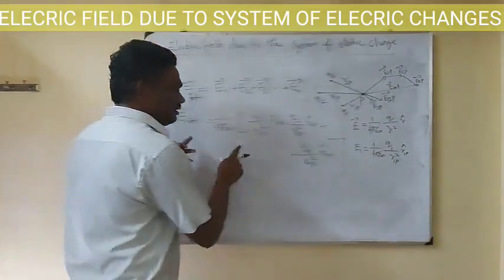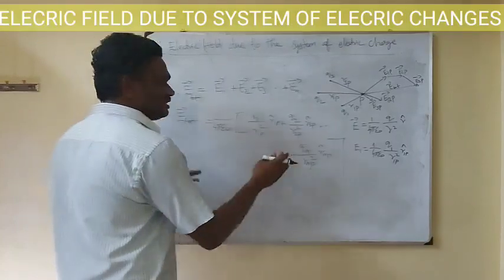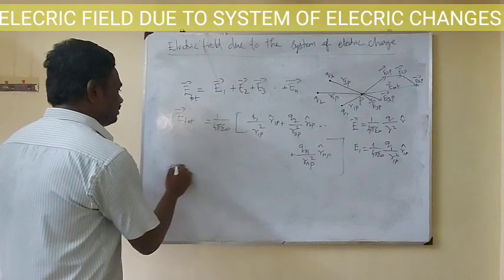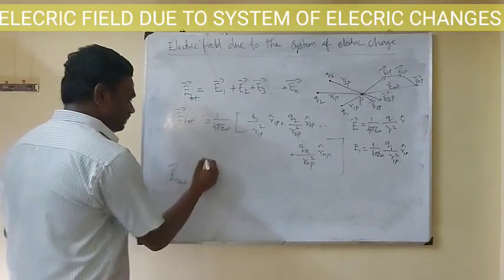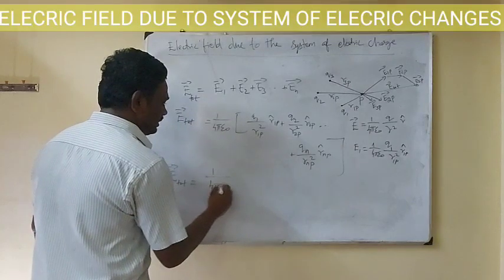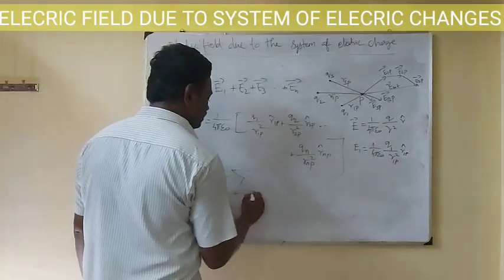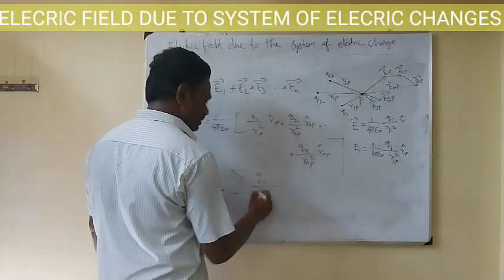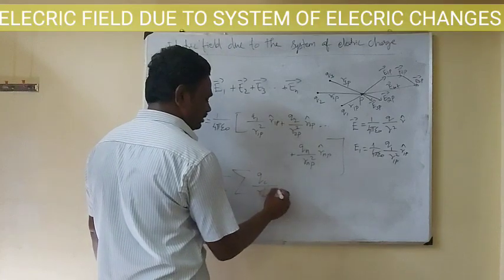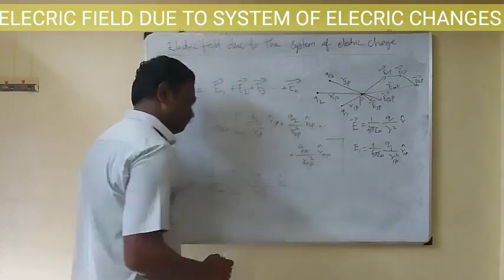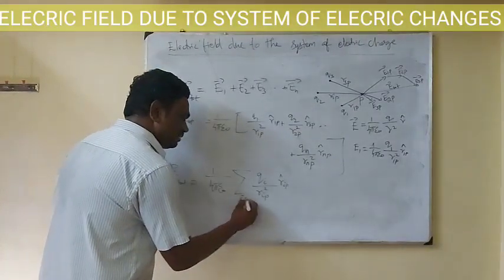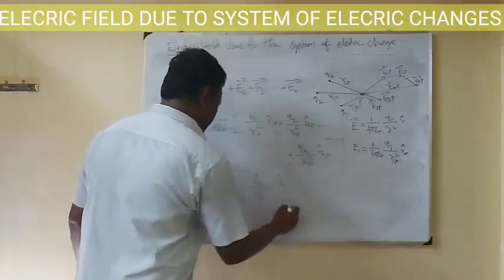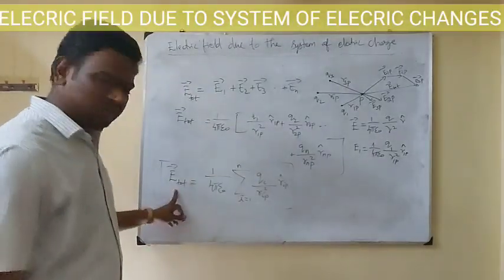This equation is very long, so I'm going to write it in a short form using summation. E total is equal to 1 by 4 pi epsilon naught, and I'm going to use the summation symbol. Instead of Q, I'm going to use the symbol Qi by RIP square RIP cap. Here the value of i is from 1 to N. So this is a short form of writing the total electric field.